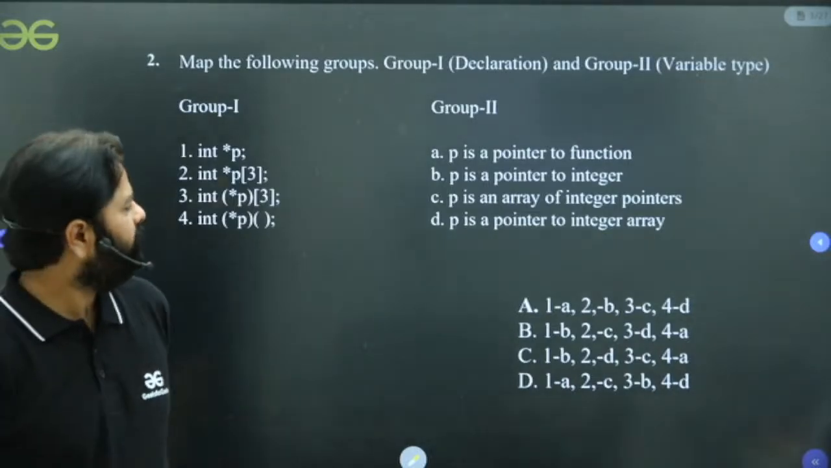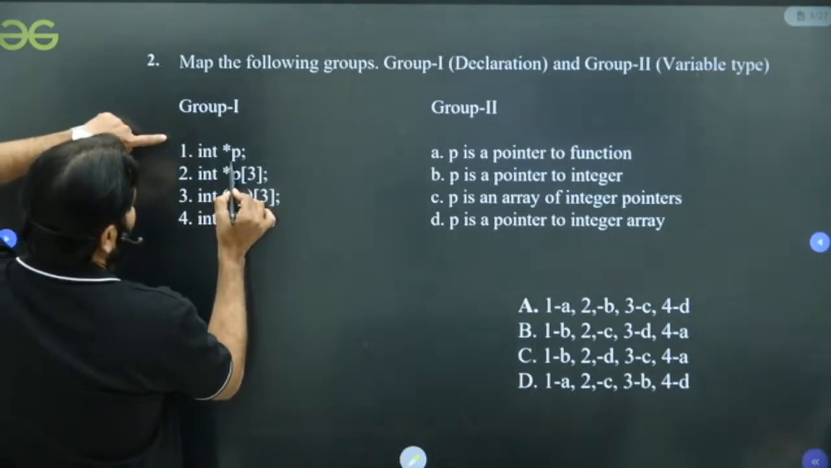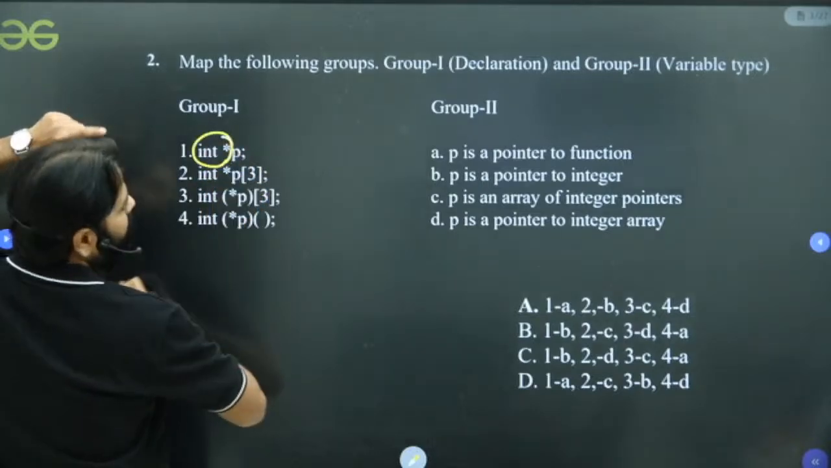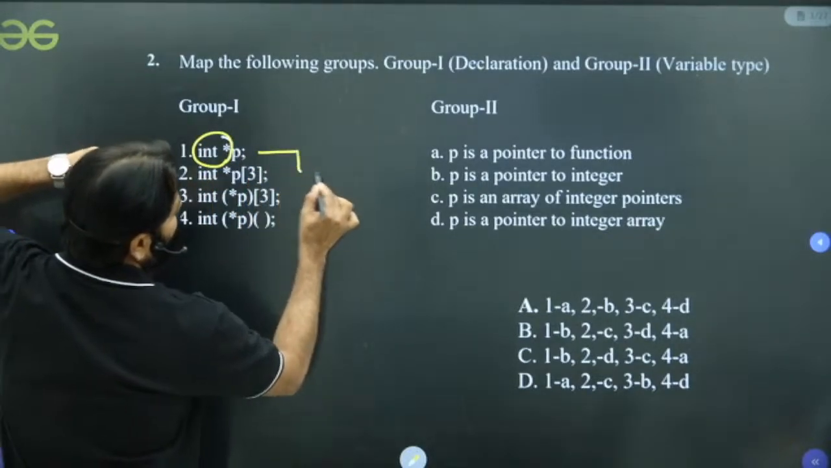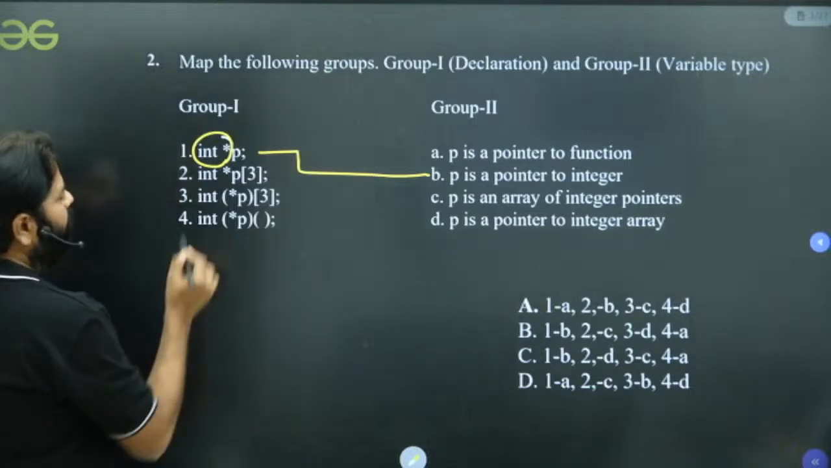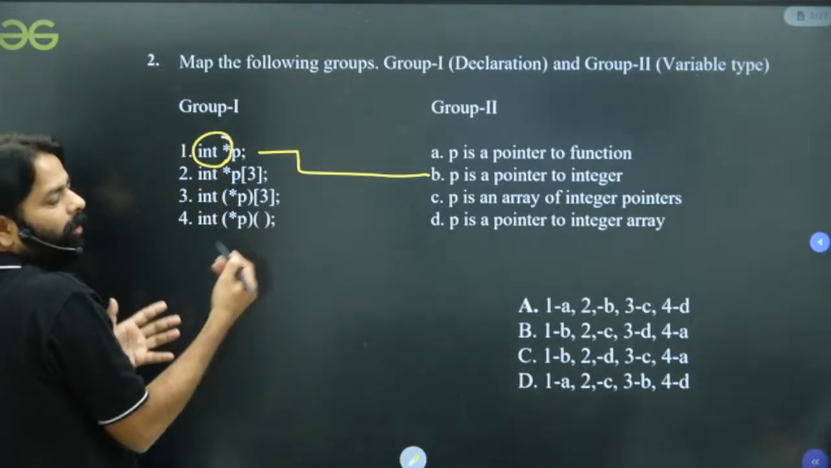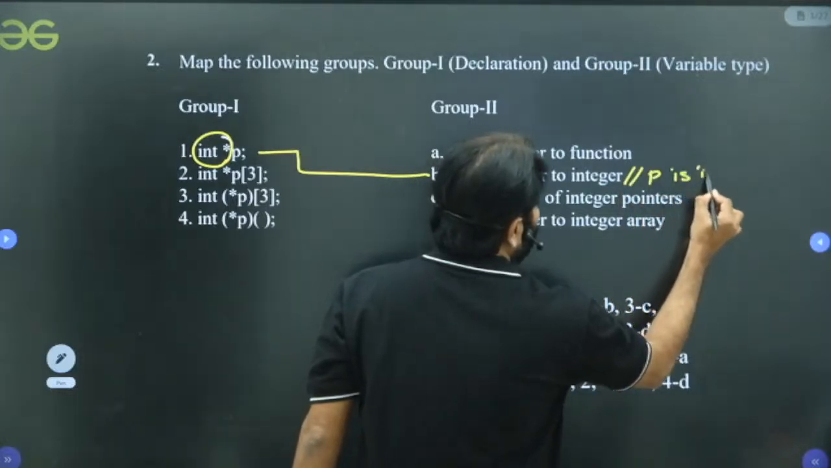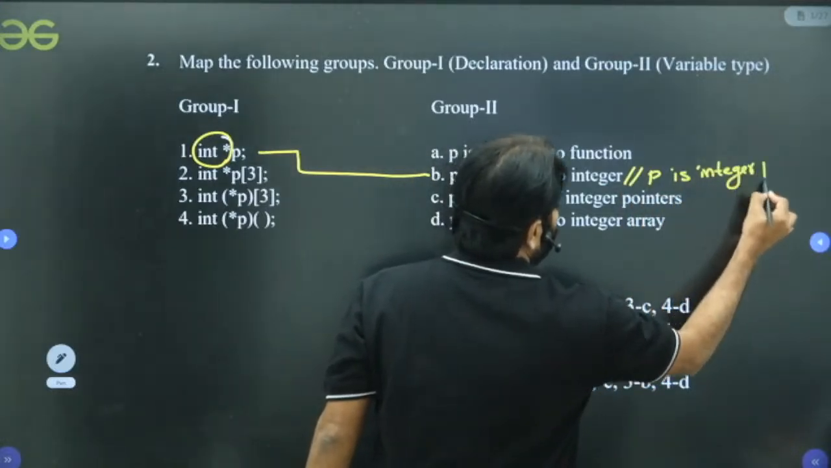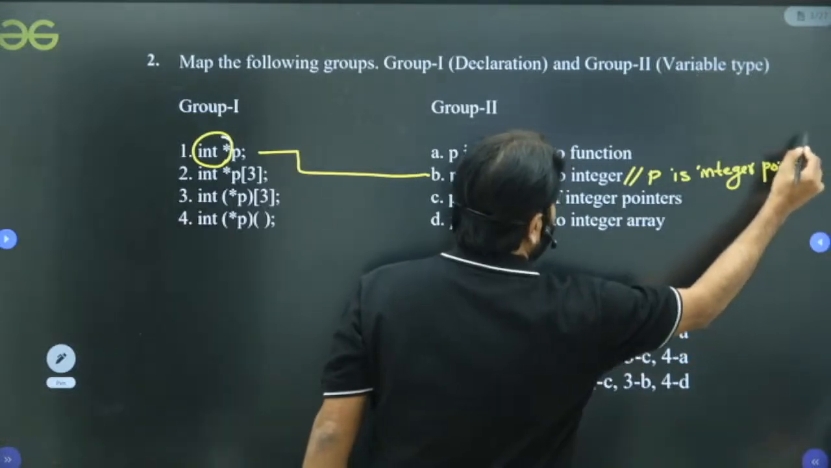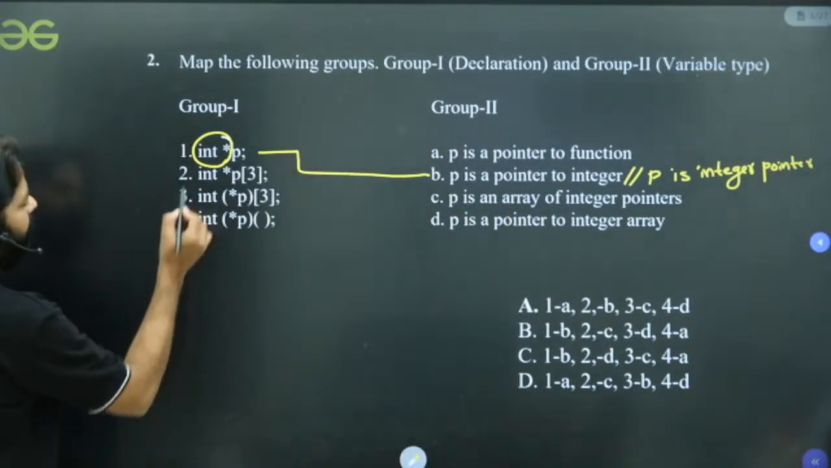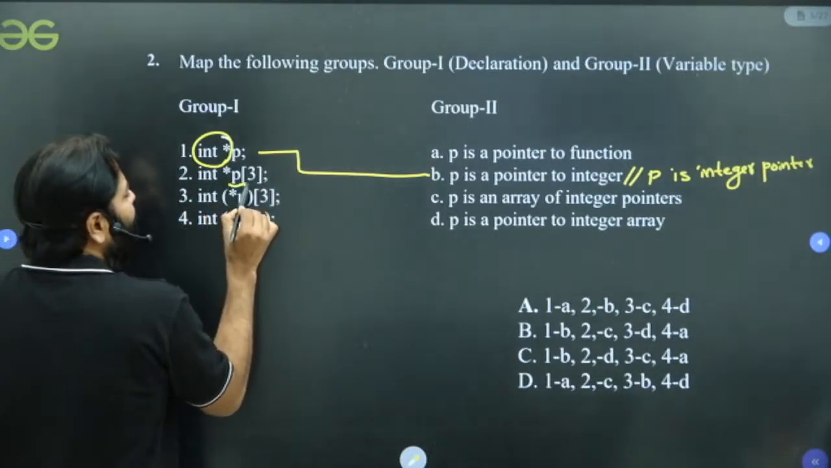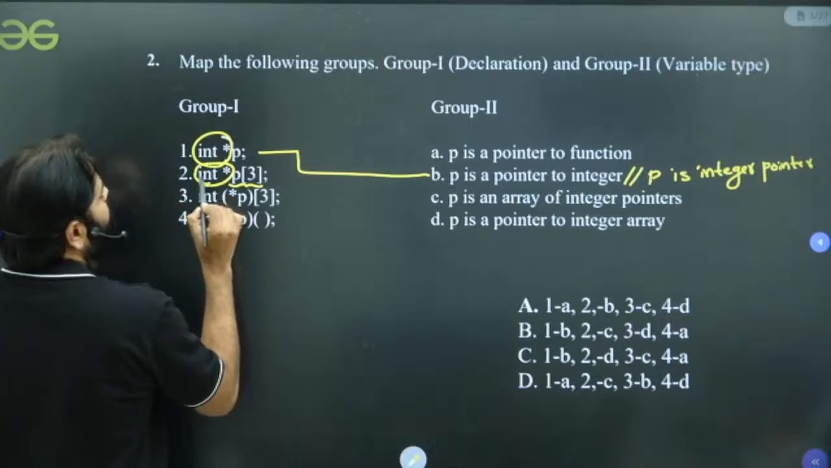Okay. This is integer pointer, right? P is which type? Integer pointer. So directly we'll choose option B. Pointer to integer. Integer pointer we call it as. Another way you can say P is integer pointer. Or int star P of 3. What is P here? P is array type and each element is pointer to integer.